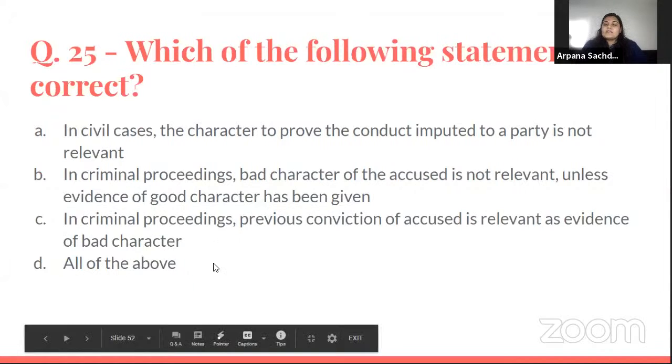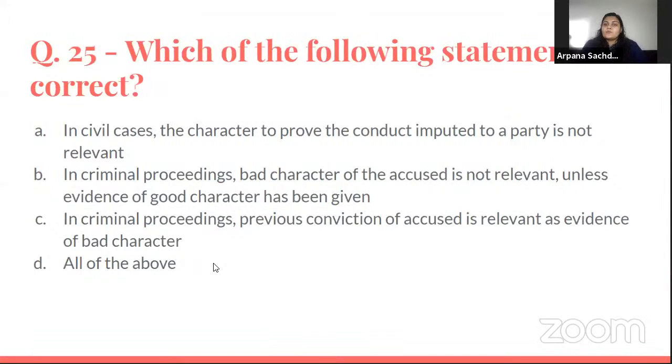In civil cases, the character to prove the conduct imputed to the party is not relevant. In criminal proceedings, bad character of the accused is not relevant unless evidence of good character has been given. In criminal proceedings, the previous convictions of the accused are relevant as evidence of bad character. Or all of the above.